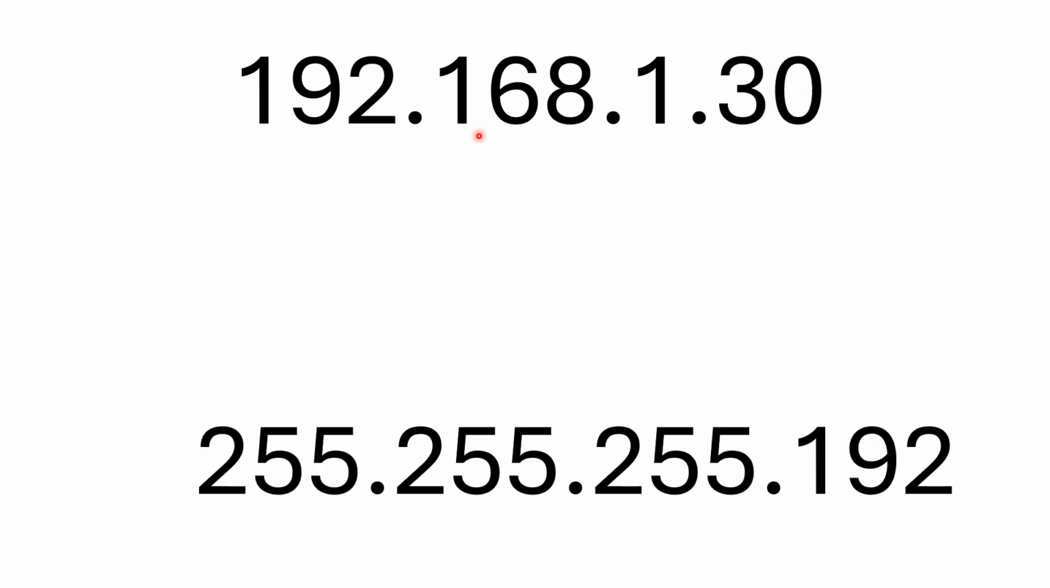Let's take another example for better understanding. Now let's look at an IP address 192.168.1.30 with the subnet mask of 255.255.255.192. To be able to find out the network and host address as before, we need to convert the subnet mask as well as the IP address into binary.